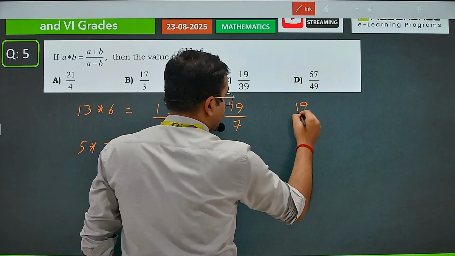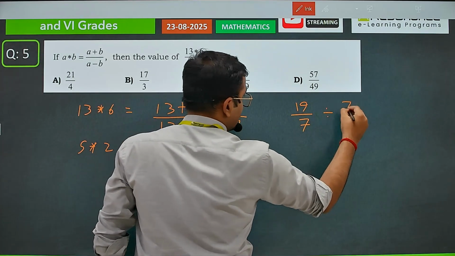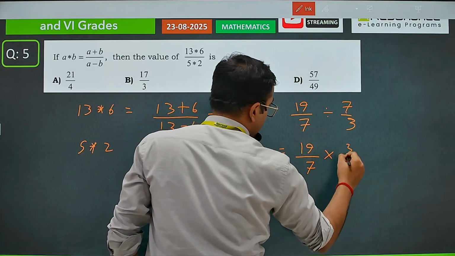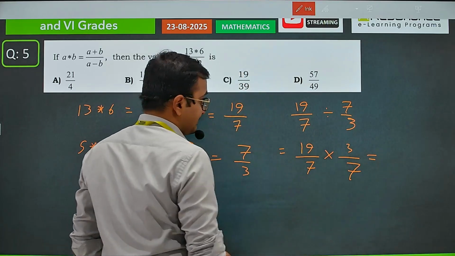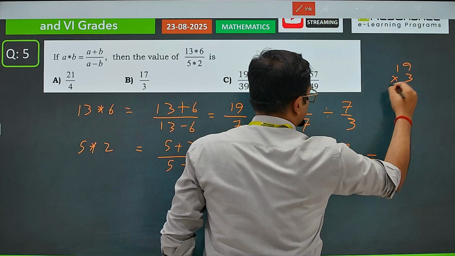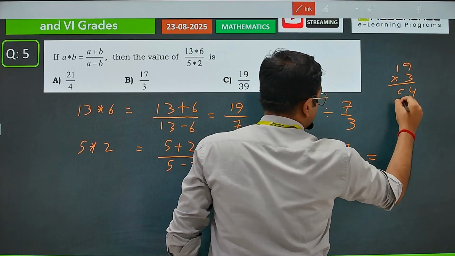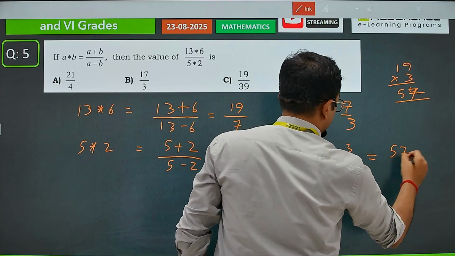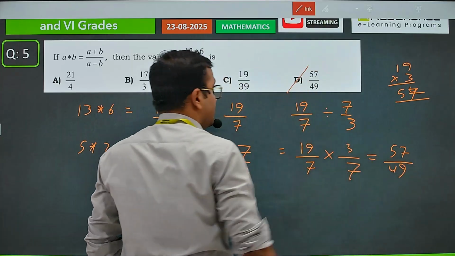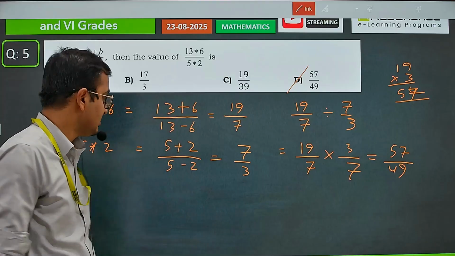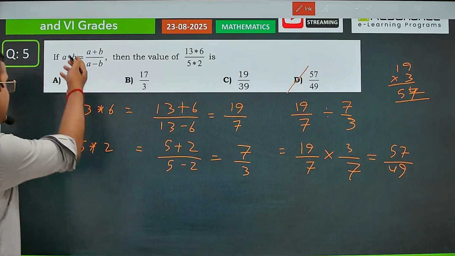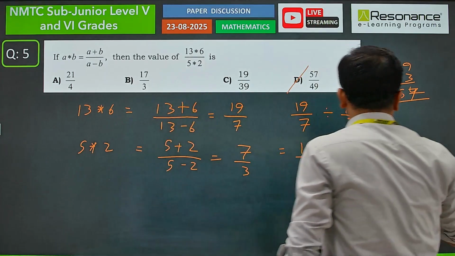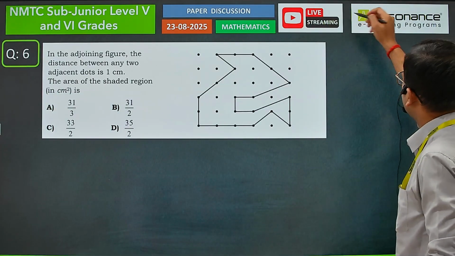That is 19 by 7 divided by 7 by 3, which gives us 19 by 7 into 3 by 7, which is 19 into 3, you can just calculate. Sorry, 57 by 49. That gives us option D. Very simple question, we just need to understand what that star indicates and the job will be done. Moving to the next question, a very simple question.